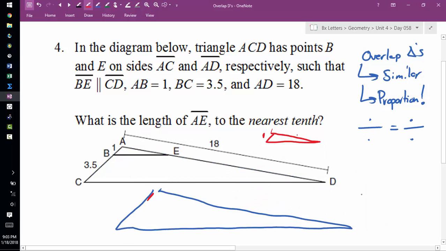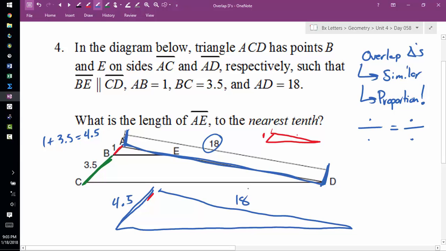put it down here, and I can tell that this blue side here was that original 1 plus the other piece, 3.5. So 1 plus 3.5 is 4.5. So I know this side is 4.5. And then they're telling me this entire side, from D all the way to A, that's 18. What they want me to find is the length of AE, rounded to the nearest tenth. So I'm looking for this side.